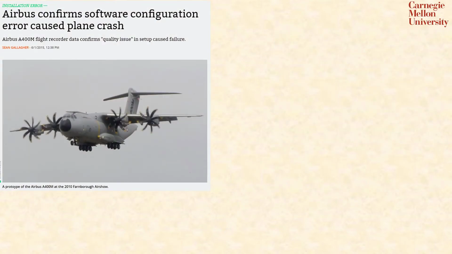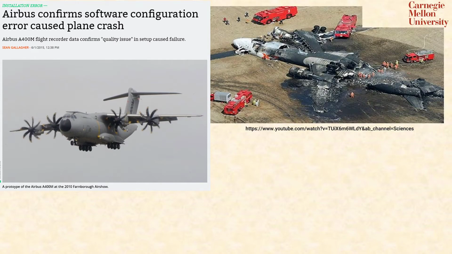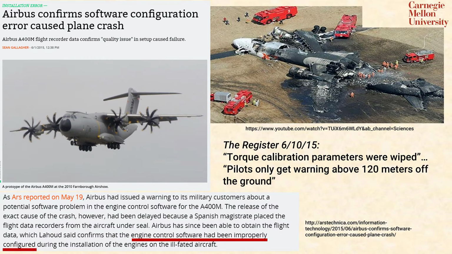Configuration management is not something that figures prominently in a typical software course. However, it can cause real problems and even deaths in the real world. In 2015, an Airbus A400M flight crashed because of a configuration management error. 3 out of 4 engines in the aircraft had corrupted torque calibration parameters. By design, for some reason, the pilots only get warnings when they're 120 meters off the ground. Then the engines throttle back or shut down.